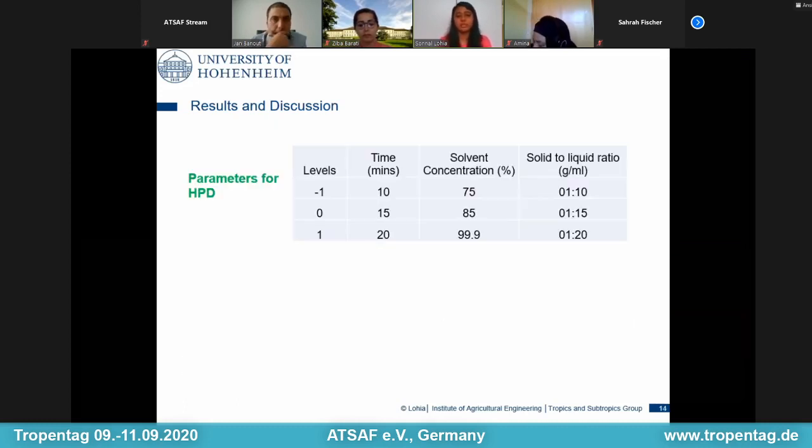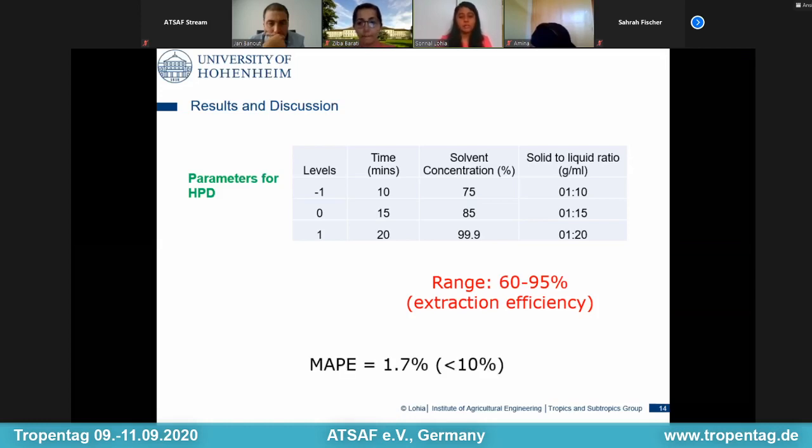Finally, the results for the high performance dispersing extraction method. The three parameters chosen here were similar to ultrasonication: time, solvent concentration, and solid to liquid ratio. The extraction efficiency also gave a range of 60 to 95%, and the MAPE value was calculated as 1.7%, which was very less than 10%, indicating that we could further analyze our results.